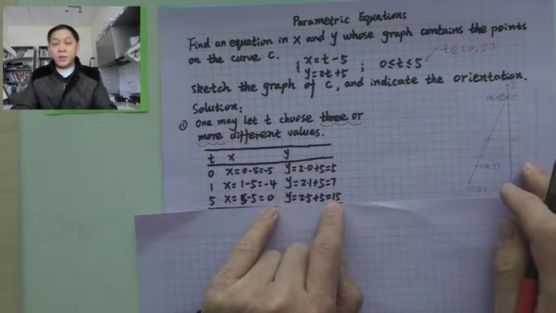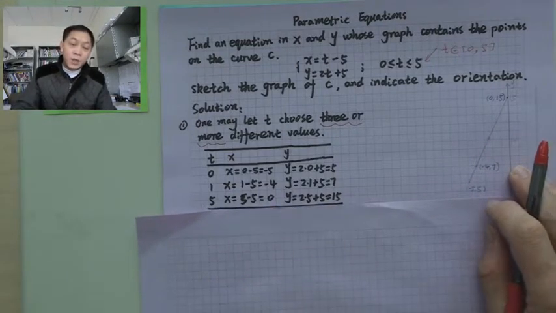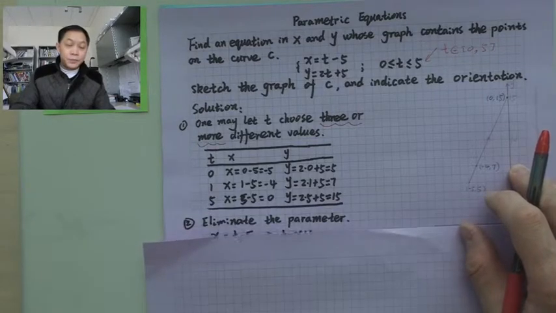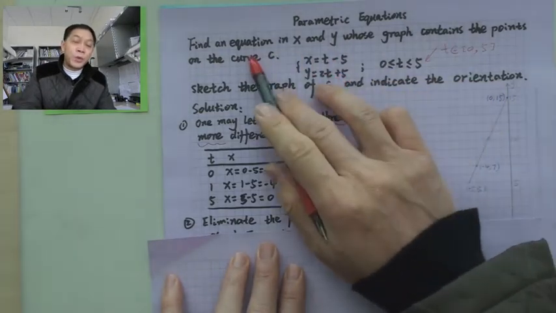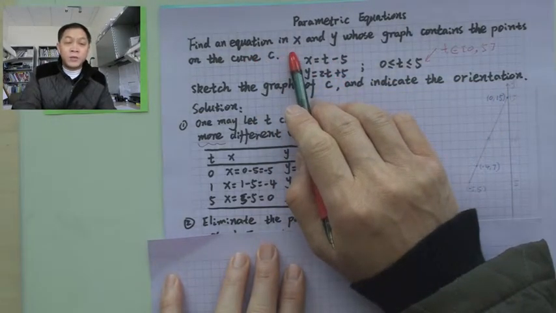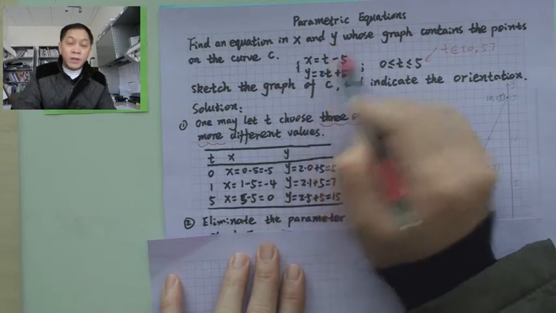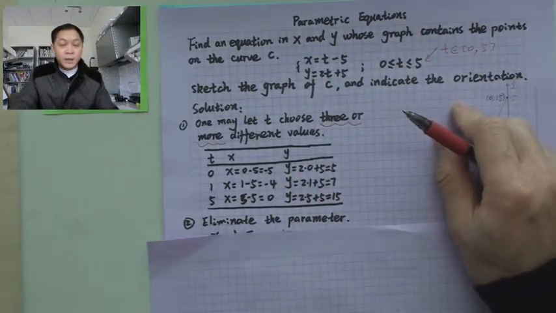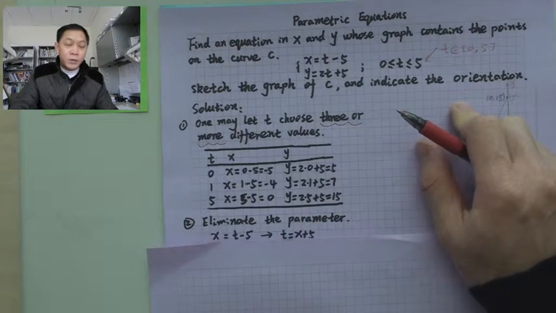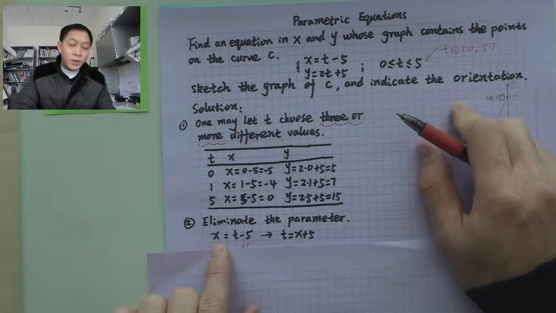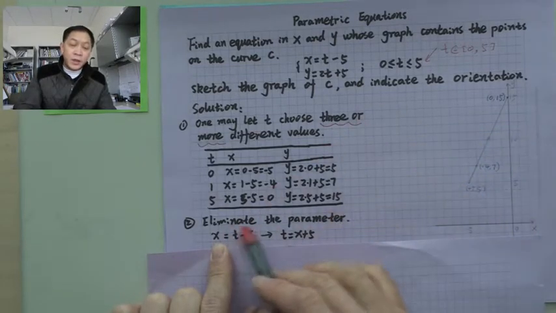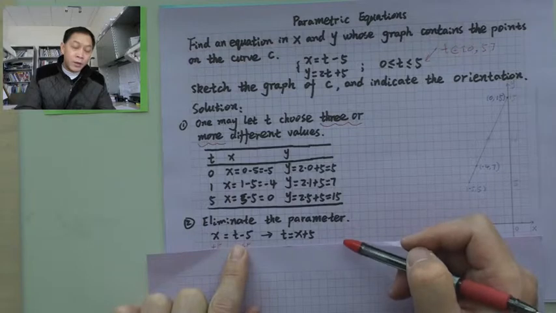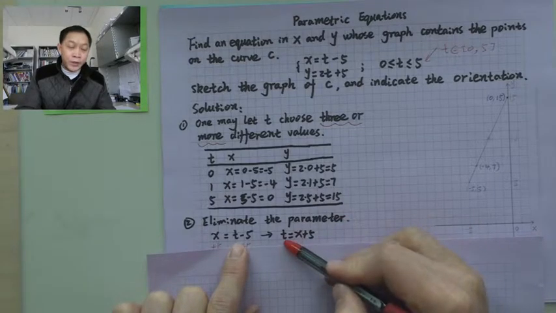To see if this is really a line, we have to eliminate the parameter, which is t, because we are requested to find an equation in x and y without t. So if we don't want t, there are 2 ways to eliminate it. Here I will introduce one way, which is to use x to express t.